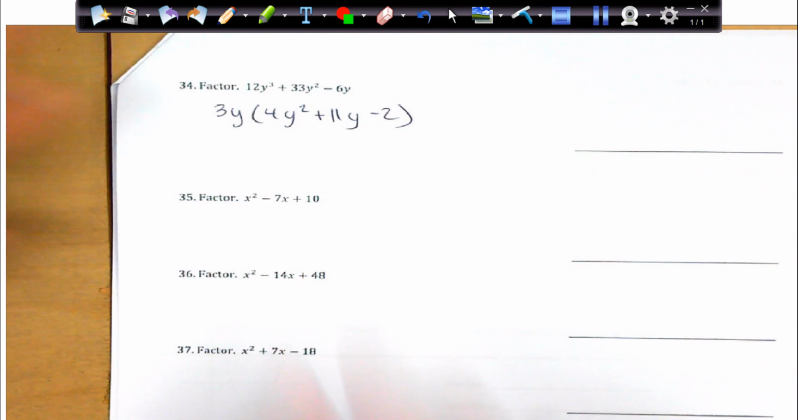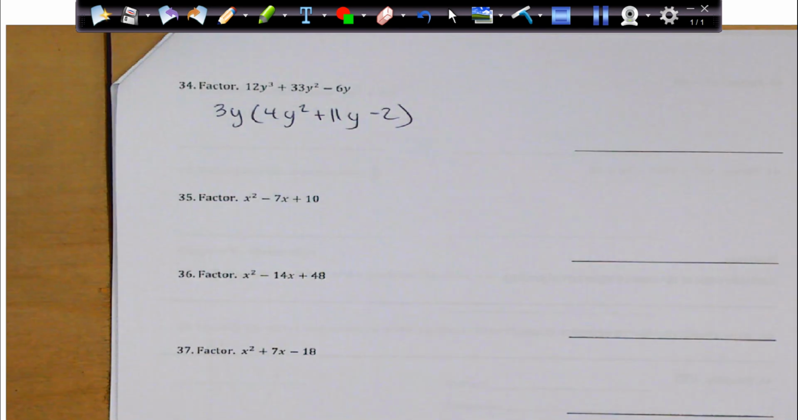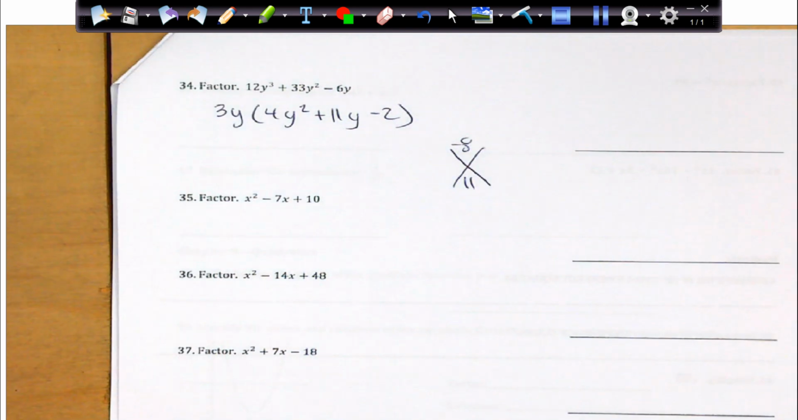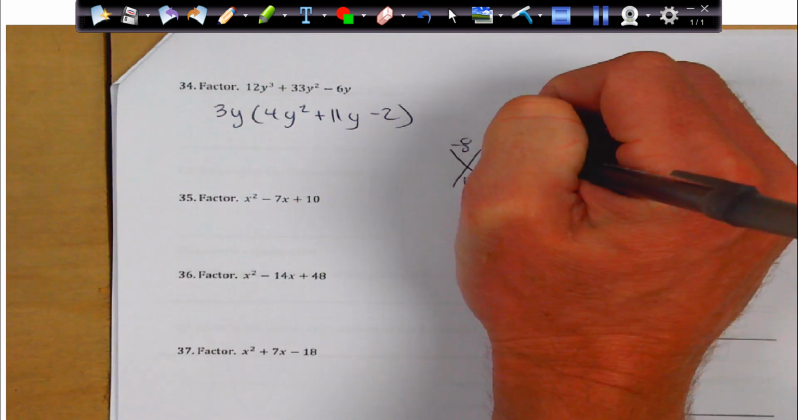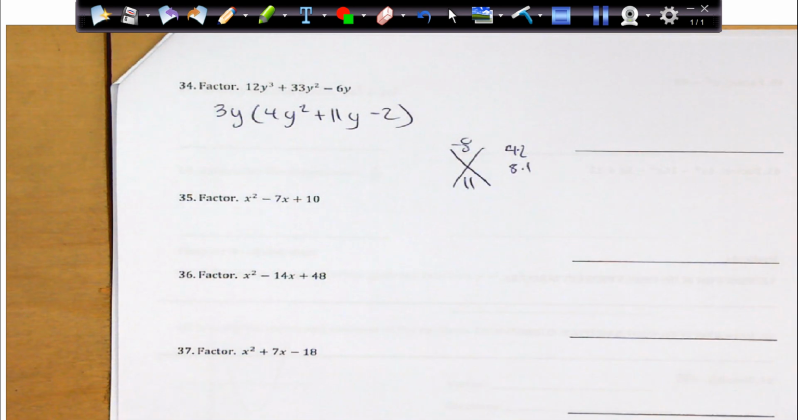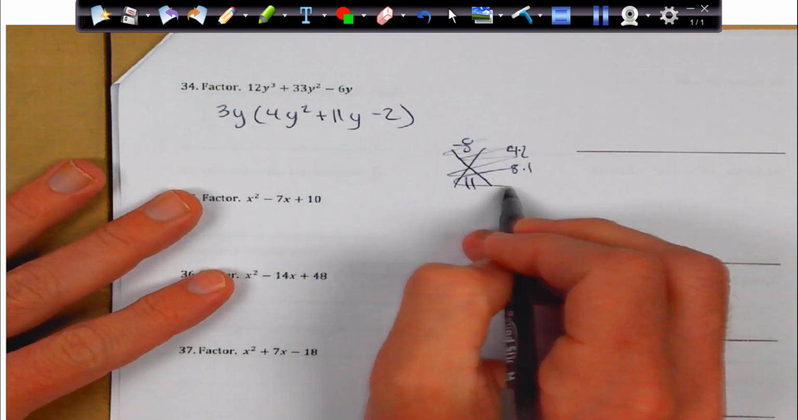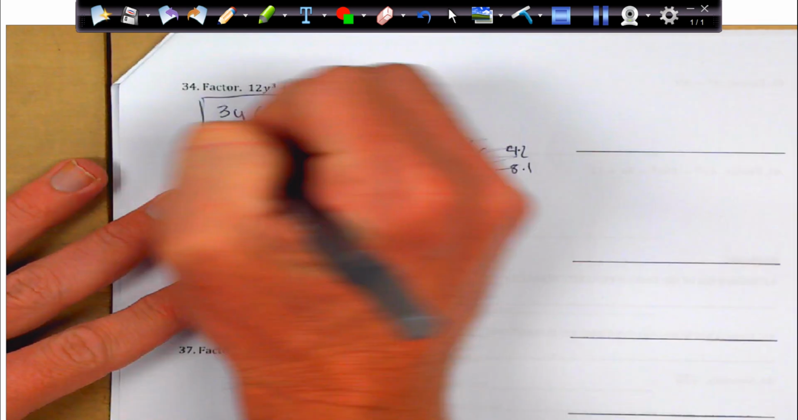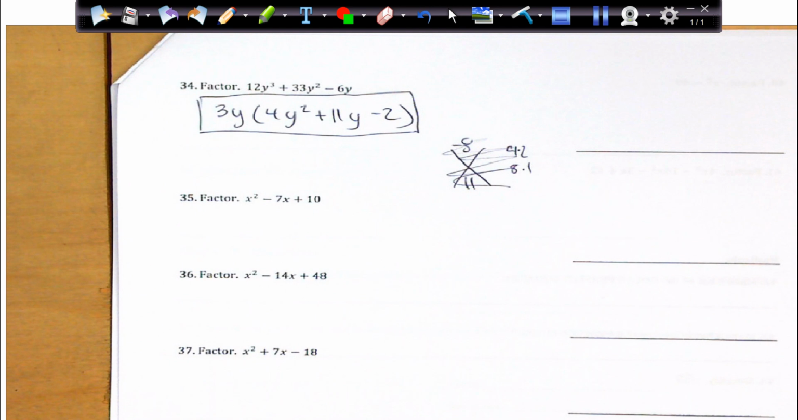And then I can see if this is factorable. It's a negative 8 and 11. Now, the only factors of 8 are 4 and 2, and 8 and 1. None of those would make 11. So this is not factorable anymore. We can't do any more here. So we're just going to leave it as this. And we have factored it. We GCF'd. So that is factored.